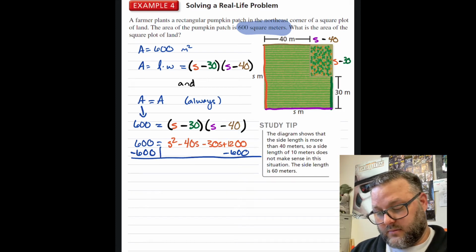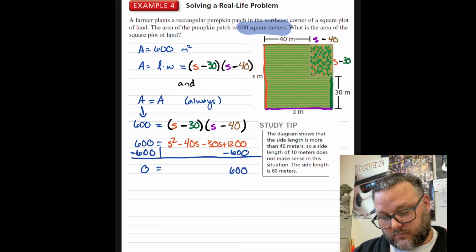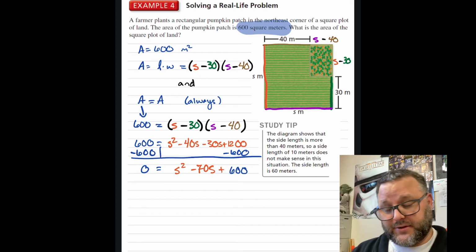So over here, 600 minus 600 goes to 0. But I have moved that negative 600 over to the other side, and that's going to leave me with 1200 minus 600, which is 600. Now I want to combine that negative 40 and the negative 30, and that's going to be negative 70s. And remember, the 1200 was bigger than the negative 600, so I'm still actually adding here. And before all this, I had my S squared because nothing changed there.